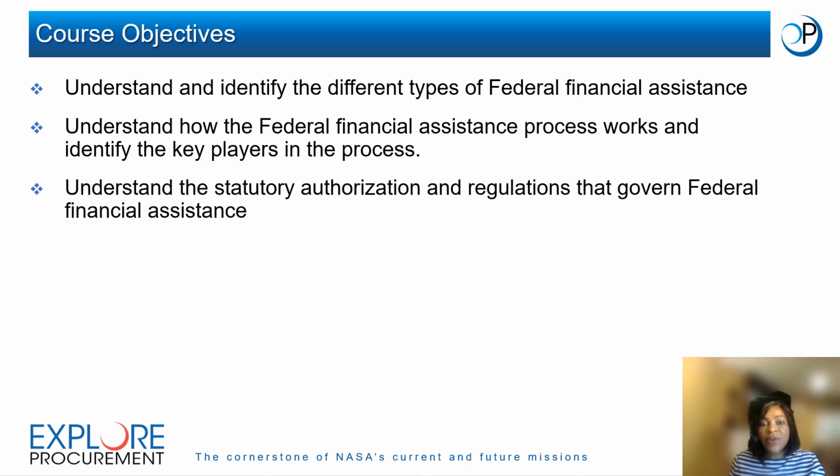The purpose of this training is to provide you with an overview of the federal financial assistance. There are three objectives that we will be covering. The first is to understand and identify the different types of federal financial assistance. Secondly, we want to understand how the federal financial assistance process works and also identify the key players in those processes. And last but not least, we want to understand the statutory authorization and regulations that govern federal financial assistance.